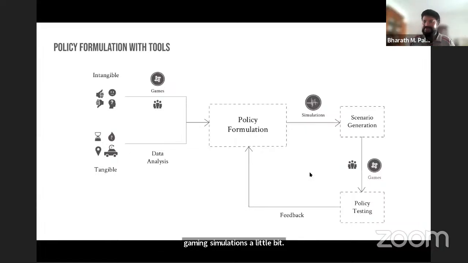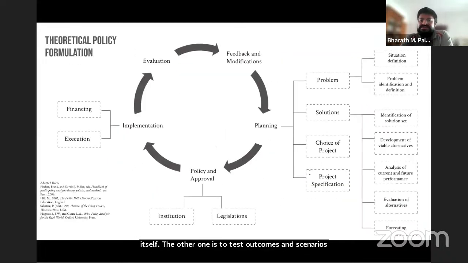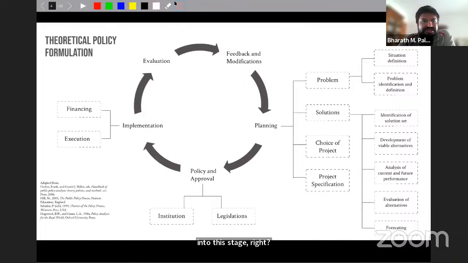One is to get people into the policy making process itself. The other one is to test outcomes and scenarios and then feed it back into the policy, which directly goes into this stage, right? When we talk about, I don't know if the cursor is visible. Is the cursor visible?